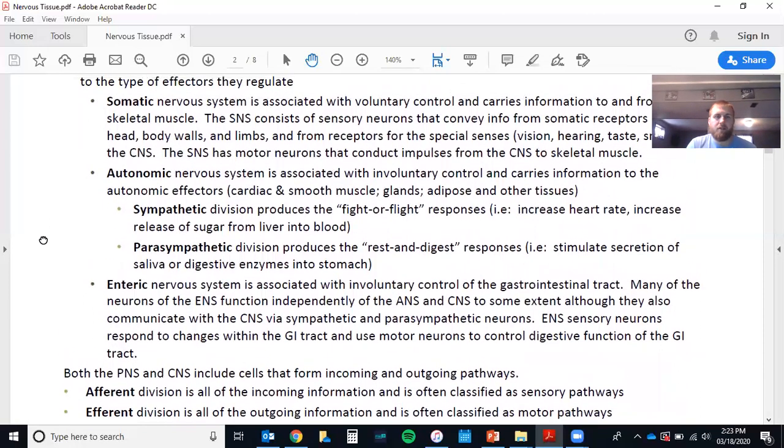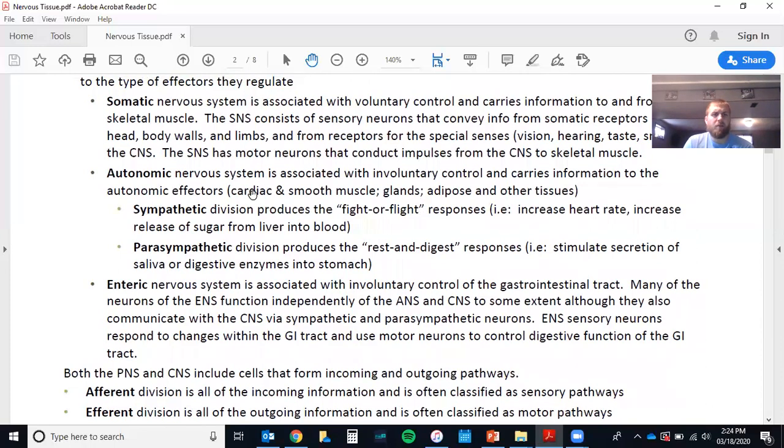Now, the next division of the peripheral is the autonomic nervous system. And I always tell students, when you see the word autonomic, think automatic. That's because this division of the nervous system is associated with involuntary control. Involuntary means that we really have no conscious awareness. Excuse me, it's done for us, a lot of times without even our complete awareness. The effectors in this are called autonomic effectors.